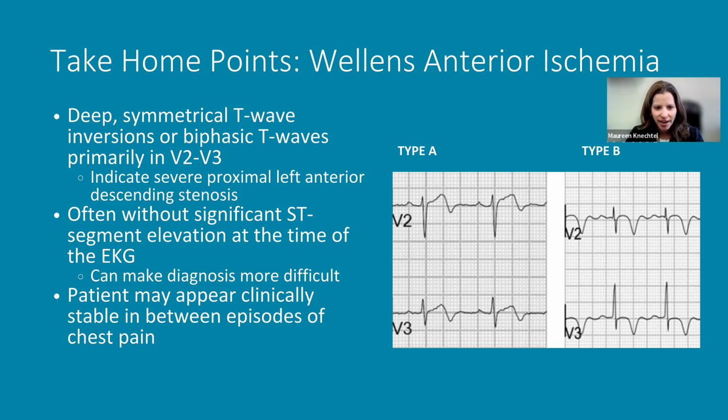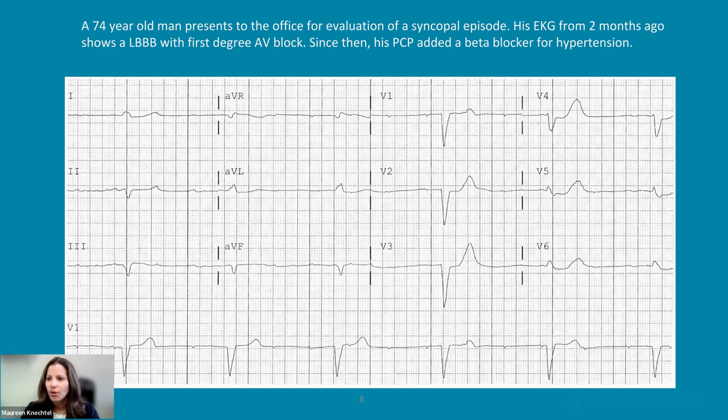All right, let's go on to our next case. We have a 74-year-old man who's coming into the office for evaluation of syncope. On an EKG from 2 months ago, which you're able to pull up, the patient has a left bundle branch block and a first degree AV block. Since then, the PCP has added a beta blocker for management of hypertension, and the patient now comes in for an appointment because he has passed out. Here is today's EKG tracing. Take a look at that and see what you think.